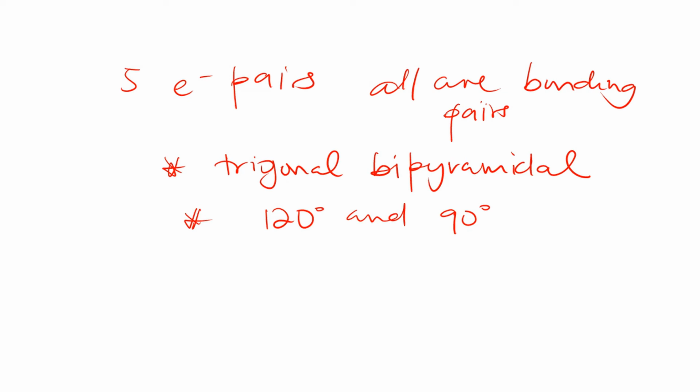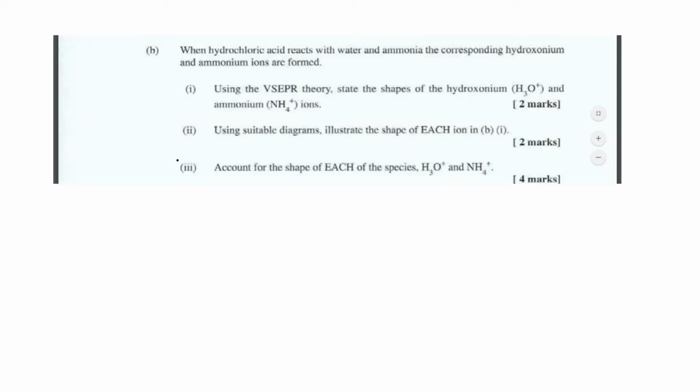So for any case that they throw at you, whether it has 6 electron pairs, 5, 4, 3, 2, either one lone pair, all bonding, or whatever the case may be, you just have to commit to memory how the electron pairs, the number of bonding pairs and the number of lone pairs determine what the shape and the bond angle would be. All right, so let's go to the next part of the question.